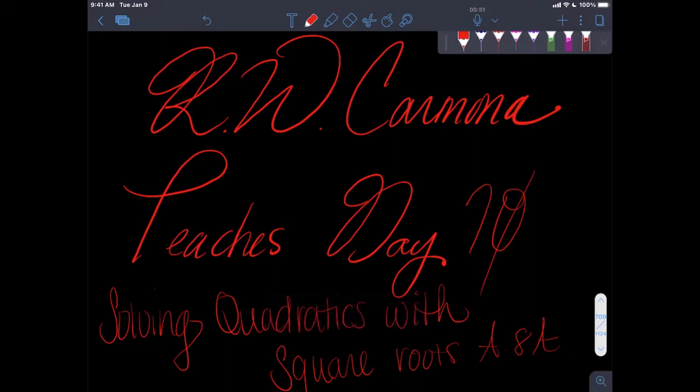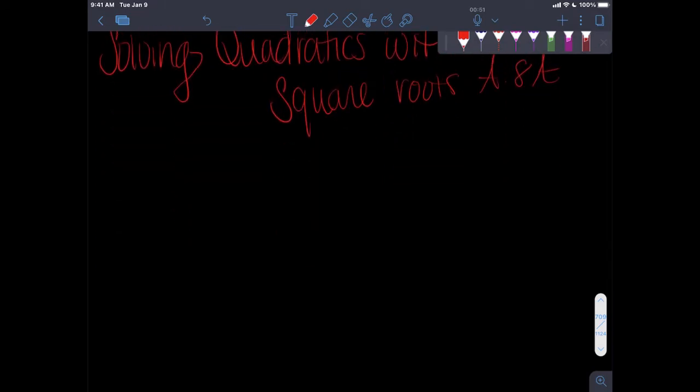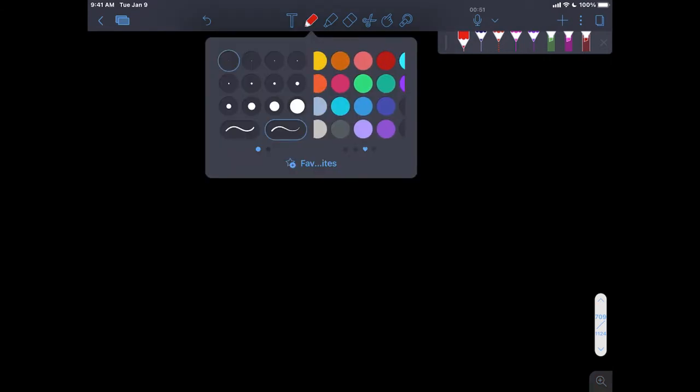Algebra 1, Day 70. Today we're going to be talking about utilizing square roots to solve quadratic equations. Now, square roots is something that you may not be familiar with. We haven't really covered it in our course much, but the simple thing to know is that there's always two answers to a square root. So, just as a brief introduction, I want to talk a little bit about square roots.